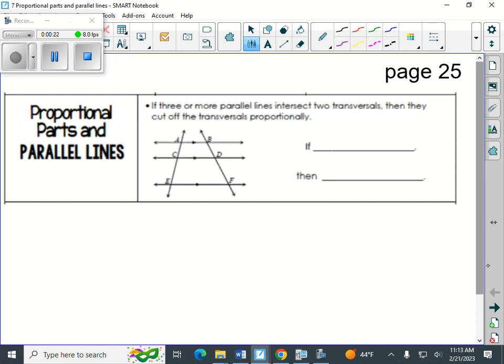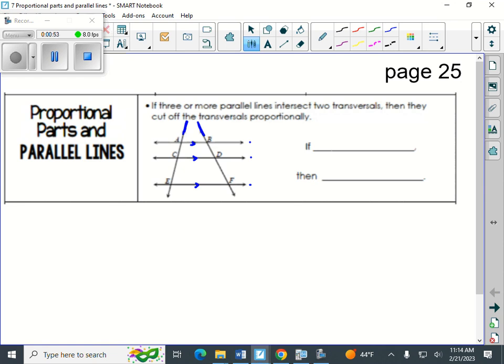So if you notice that line AB and line CD and line EF, they all have our little marks in there to indicate the parallel lines here, so they're parallel. So three or more parallel lines intersect two transversals. So this is a transversal here, and this line is a transversal there. Then they cut off the transversals proportionally.